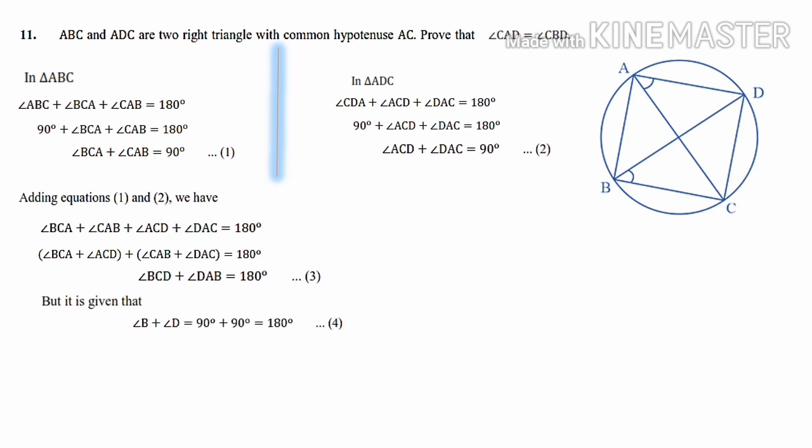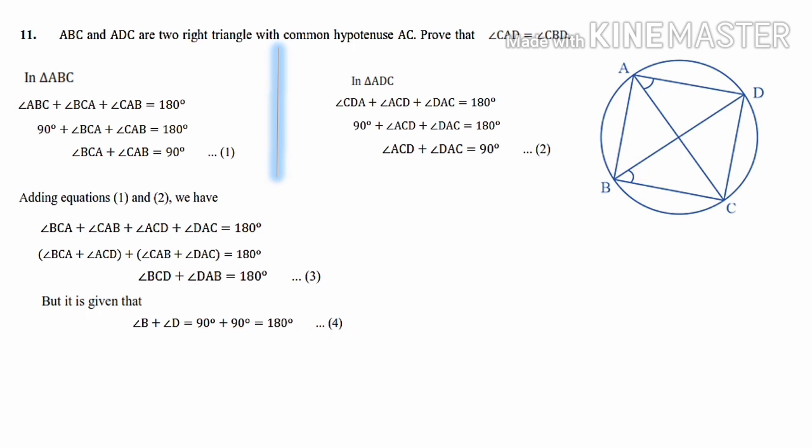It is given that angle B plus angle D. Here you can see angle B, I have already explained to you, angle B is 90 degree. Angle D also 90 degree because AC is the hypotenuse. Opposite of the hypotenuse is a 90 degree angle. Here also same thing. So angle B and D are 90 degree each. So 90 plus 90, that is equal to 180. Equation number 4.